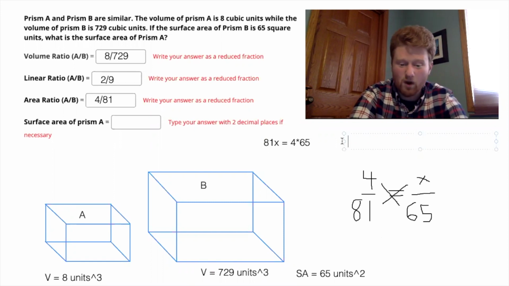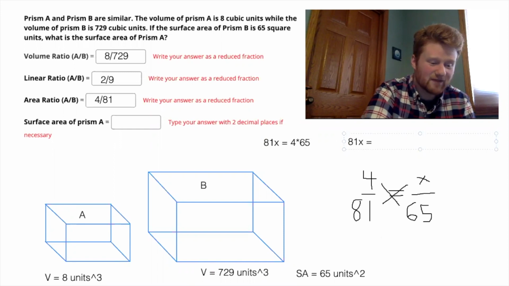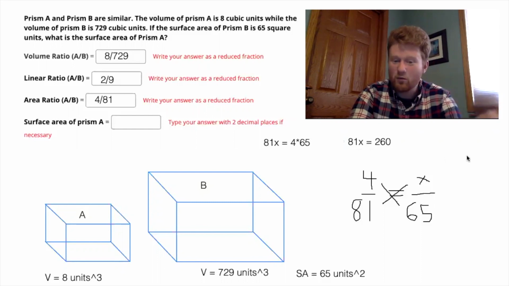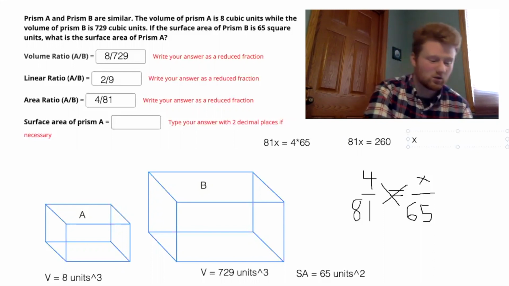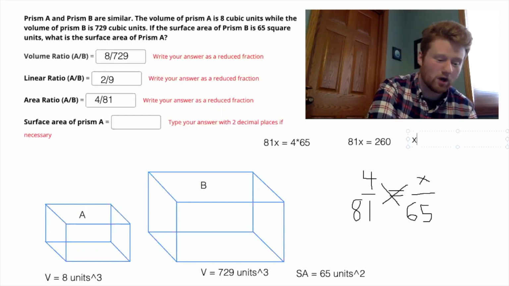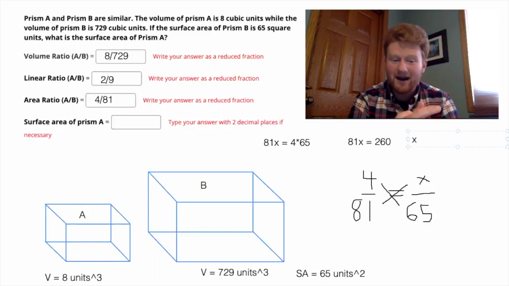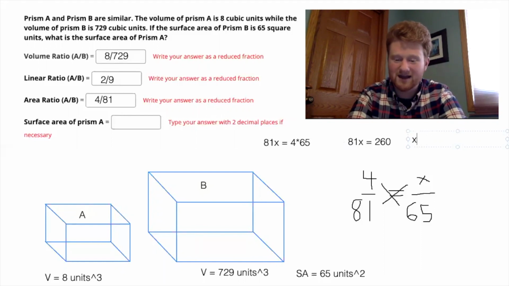So first, we want to multiply the right side of that equation. 4 times 65 gets us 260. And now we have 81X equals 260. The final step is we need to divide 260 by 81. So we're going to get X equals 260 divided by 81 is 3.20987, and so on. And it asks us to round to 2 decimal places. So we're going to get X equals 3.21. And we can plug that in right here.